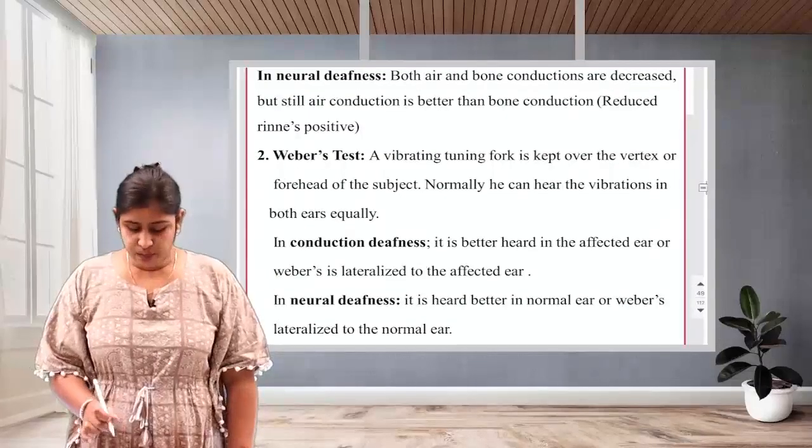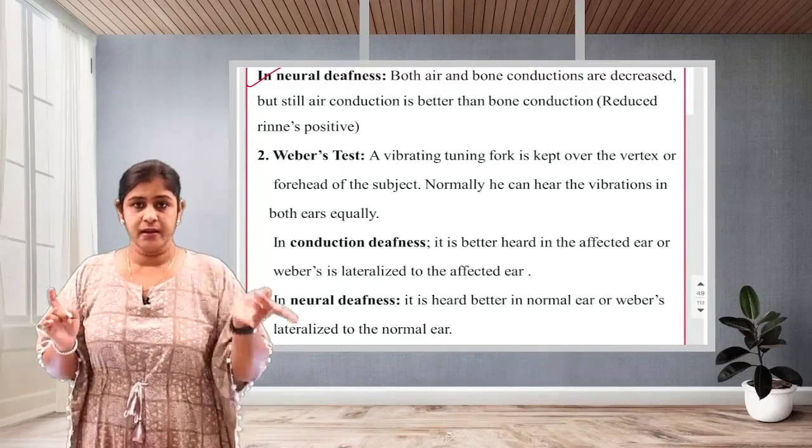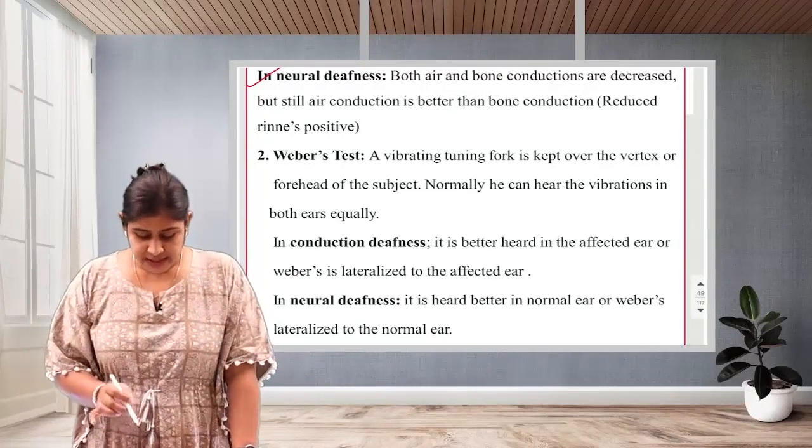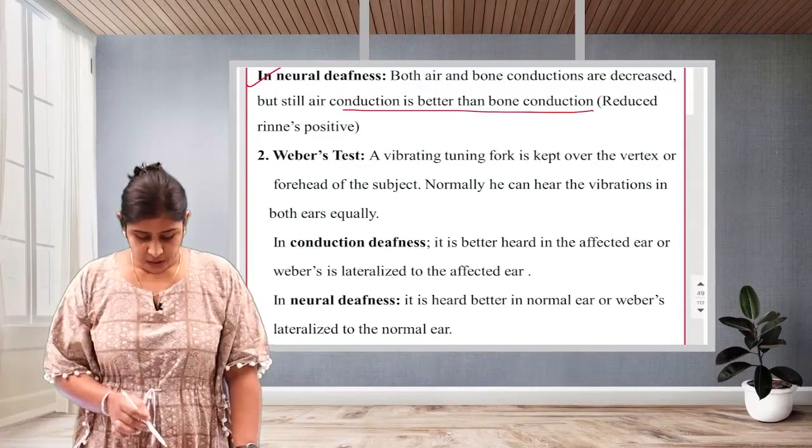In conductive deafness, both air and bone conduction are decreased, whereas in neural deafness, both air as well as bone conduction are decreased, but still air conduction is better than bone conduction, that is, Rinne positive.